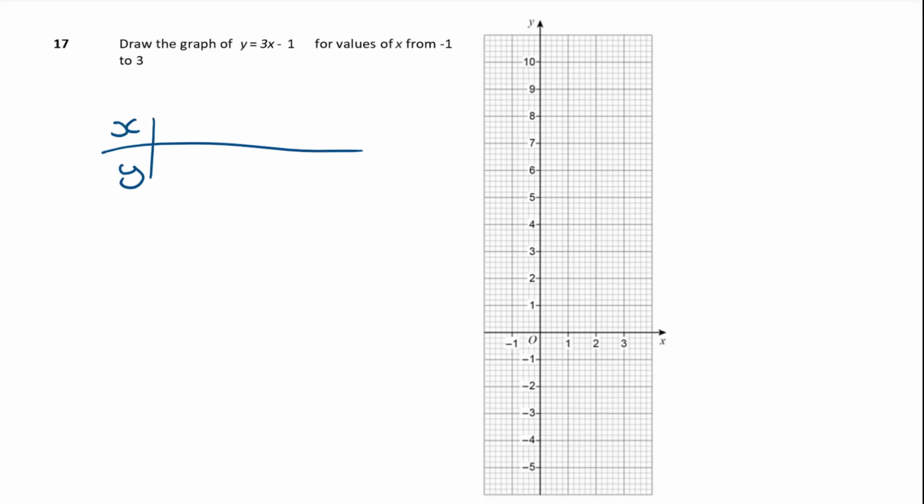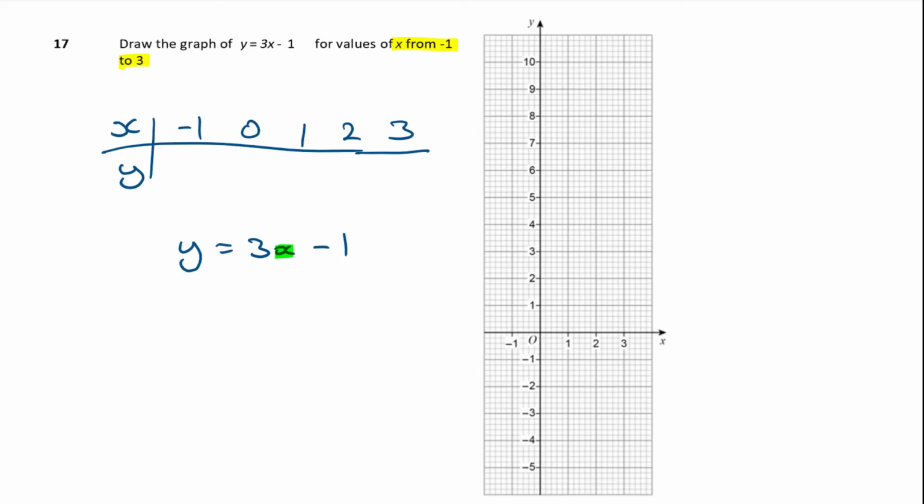Okay, so I'm going to make a table of values. Now I'm told that the x values run from minus 1 to 3. So I'm just going to work out all of those values. Minus 1, 0, 1, 2, and 3. Okay, so remember the equation of my line is y is equal to 3x minus 1. So what I'm going to do is take each one of those numbers in turn, and substitute it in for the x here, and then work out what the corresponding value of y is.